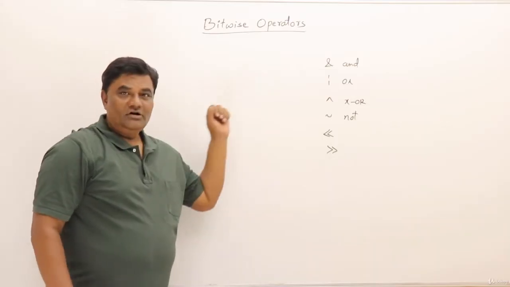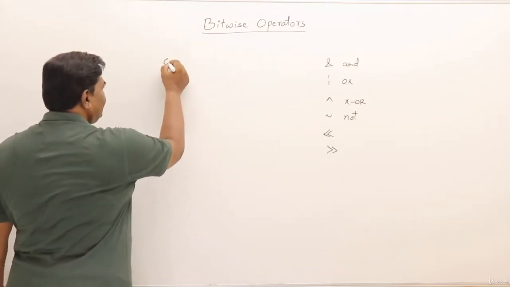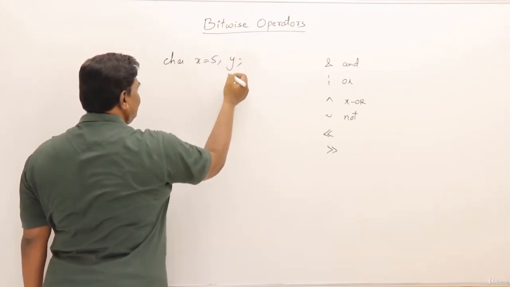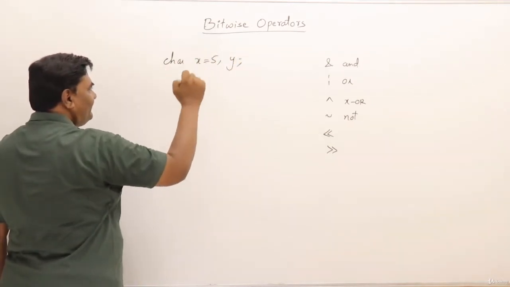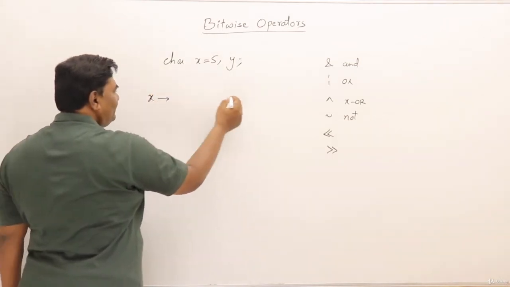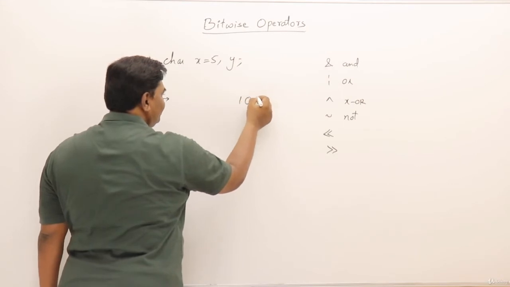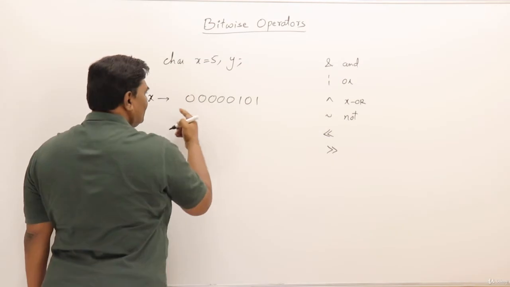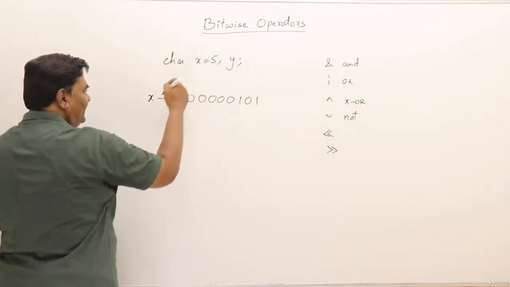Let us look at NOT. I will take a character type variable x with value 5 and also one variable y. Character takes just one byte in C++. So this x in the binary form, 5 is 1, 0, 1, and the remaining bits are all zeros. So this is the binary form of 5.